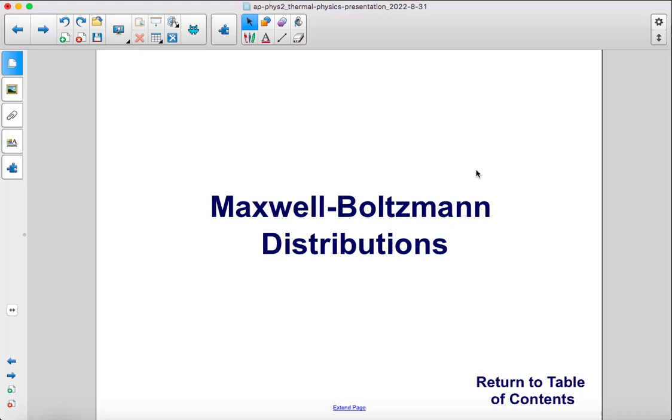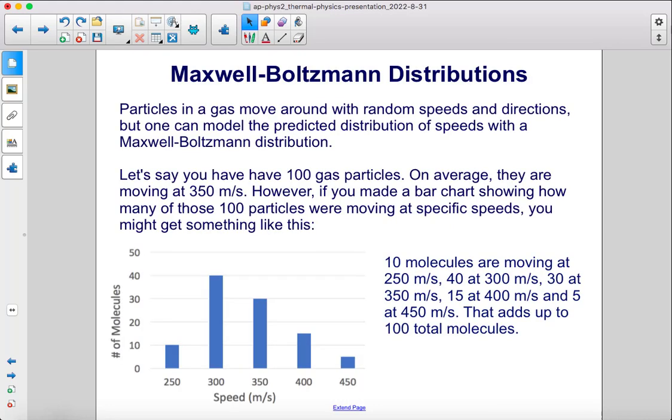Maxwell Boltzmann distributions. Particles in a gas move around with random speeds and directions, but one can model the predicted distribution of speeds with a Maxwell Boltzmann distribution.